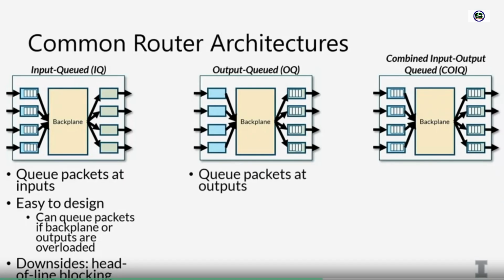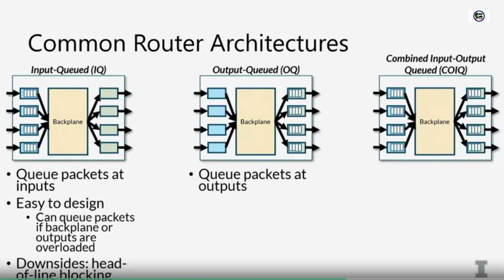So an alternative is called output queued. Output queued architectures only have queues at the outputs of the router. So there's a lot of advantages of output queued routers. They're also easy to design. There's only one point where you queue. It also reduces your memory requirements. You don't have to have expensive memory at the inputs. You only need it at the outputs.